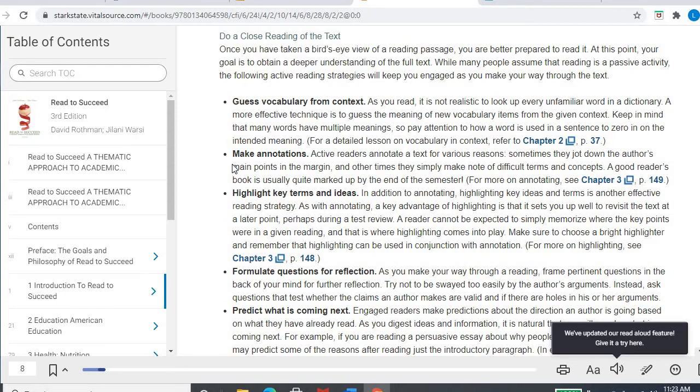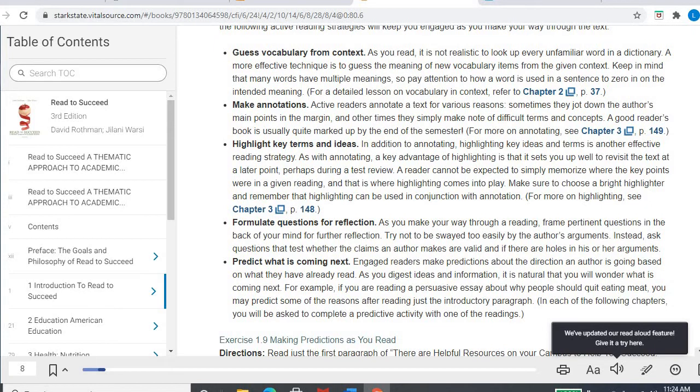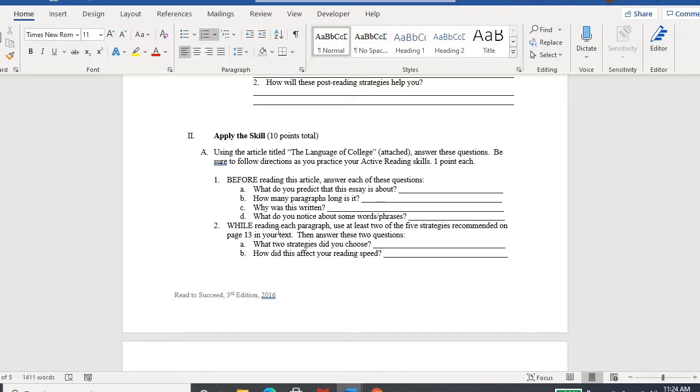Make annotations. In the marginal notes, are you able to jot down some main points, a question, or some main concepts? Highlighting key terms and ideas. Not highlighting everything, but just the most important things from each paragraph. Formulate some questions for reflection. Think about, okay, I just read this. What else do I need to think about? What else could I apply to this? How do I connect to this? And then predict what is coming next.